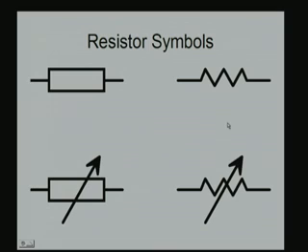The resistors are shown by various symbols in the textbook. You have a rectangular box with 2 leads, or a zigzag set of lines connected to the 2 leads. This is one form of representation. And you have a rectangular box with an arrow in between to represent a variable resistor, and also a zigzag with an arrow as a variable resistor. These are the various symbols of resistors.